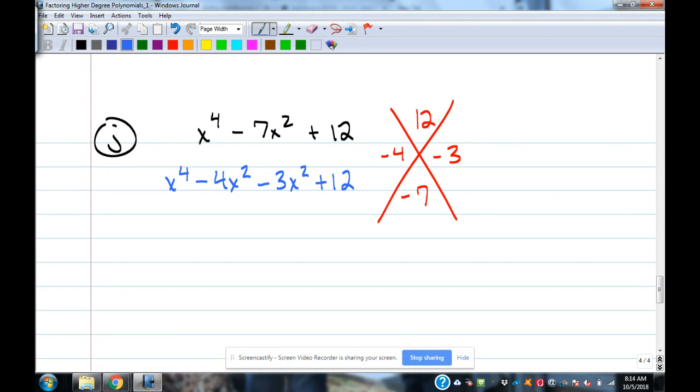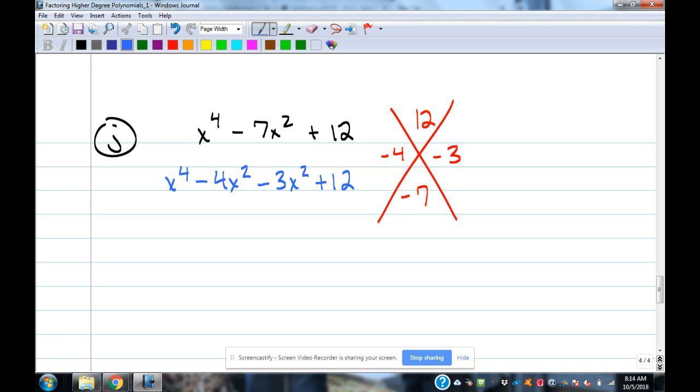There is a shortcut that you can do with this one because there's nothing in front of x to the 4th. But I think you can kind of see what's happening here a little better if we don't take that shortcut. Okay, so all I'm doing is replacing that middle term like we did with the x method if it was quadratic, back when we were doing quadratics. So -4x squared and -3x squared is replacing the -7x squared.